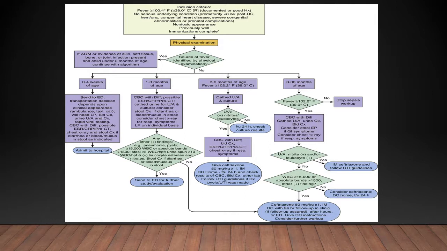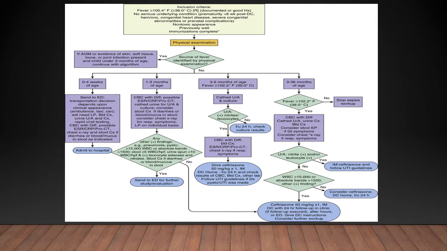If the child is 1 to 3 months of age, then a CBC with differential, possible inflammatory markers obtained, a urinalysis via catheterization for UA and culture is done. In addition, if there's diarrhea, you would consider a stool culture. If there were respiratory symptoms, you would do a chest x-ray. And the LP, if the child needed an LP, I would consider that child needs to go to the hospital.